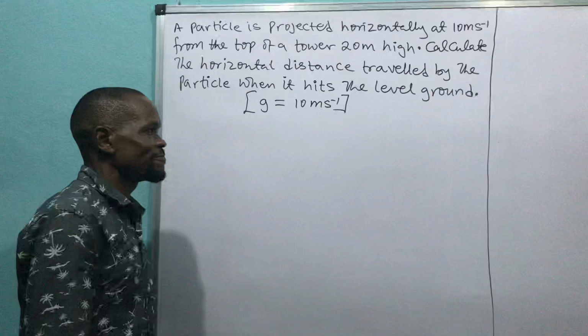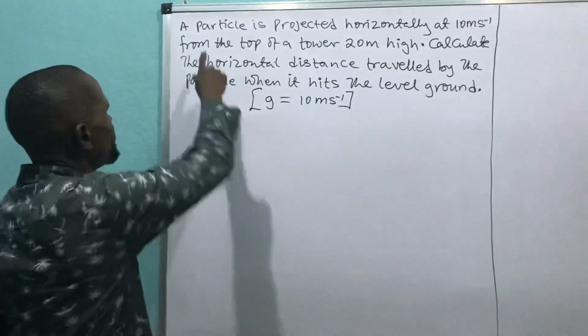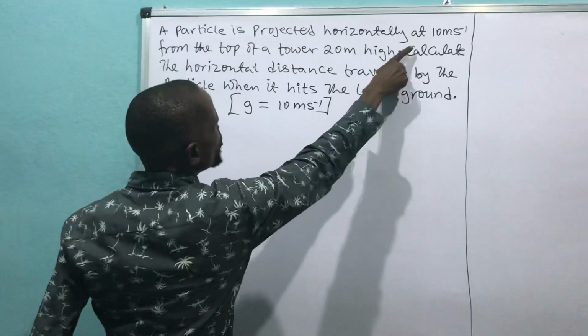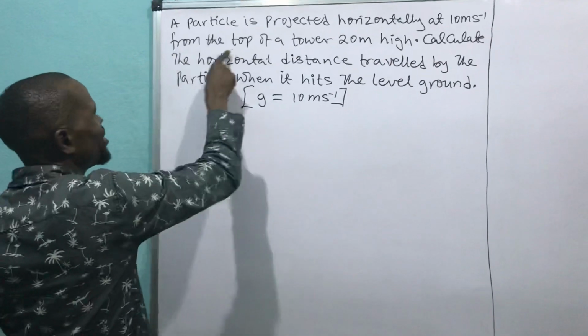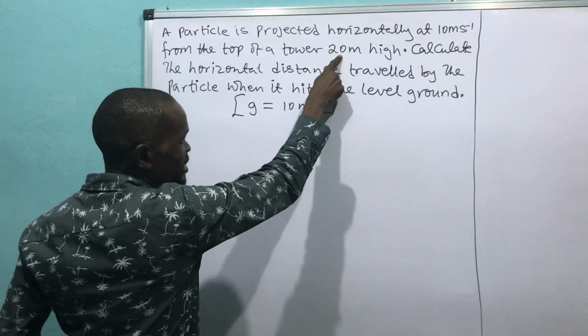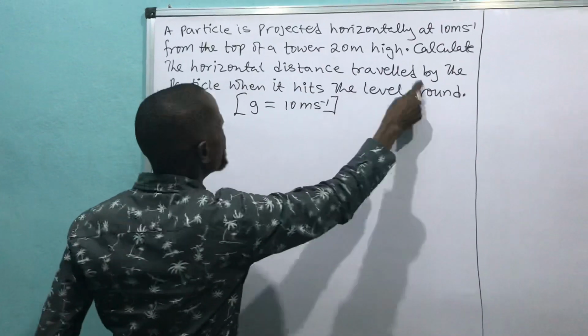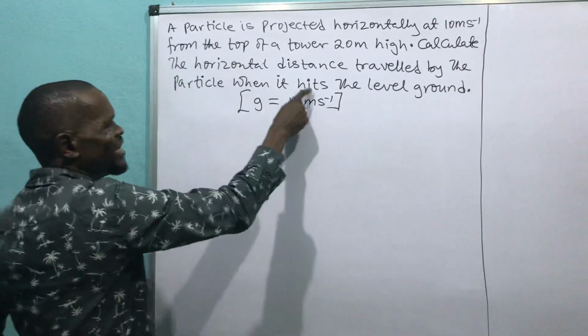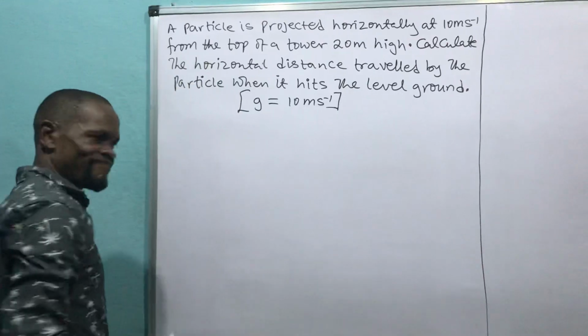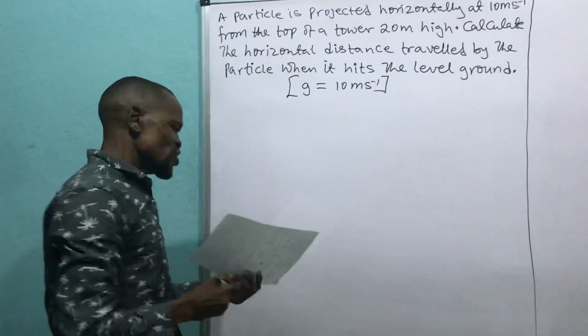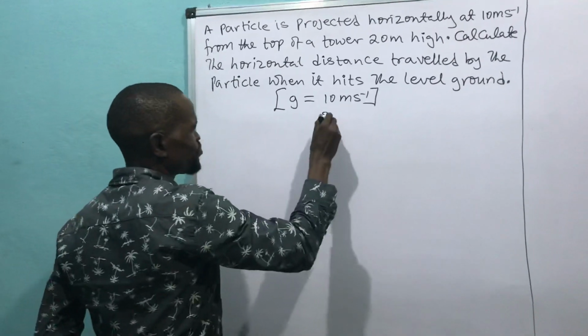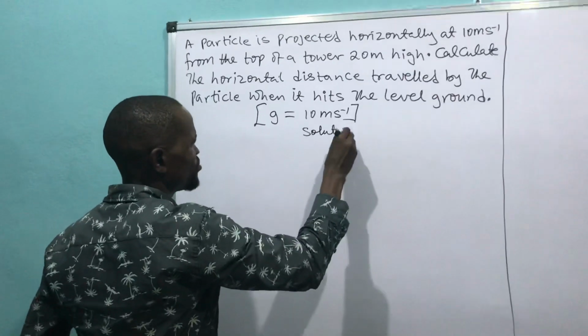Looking at this, they say a particle is projected horizontally at 10 meters per second from the top of a tower 20 meters high. Calculate the horizontal distance traveled by the particle when it hits the level ground. So we go to the solution to this question.